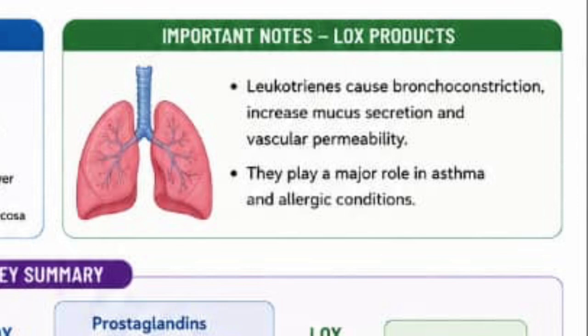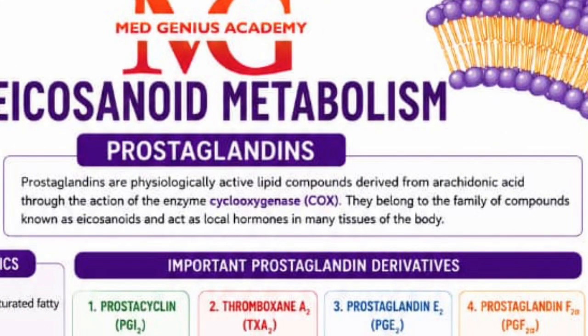And do you know the allergic symptoms? There will be bronchoconstriction, increase in mucus secretion, and vascular permeability. We'll be talking about them soon. So the next one we'll be talking about is prostaglandin. Now, prostaglandin is very important because this video will also help in your autocoids prostaglandin analogs video.